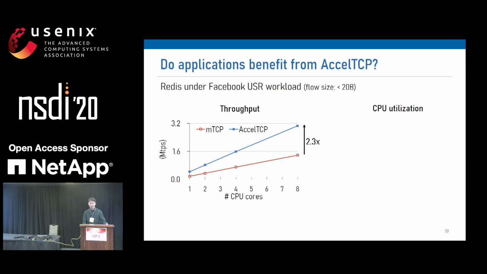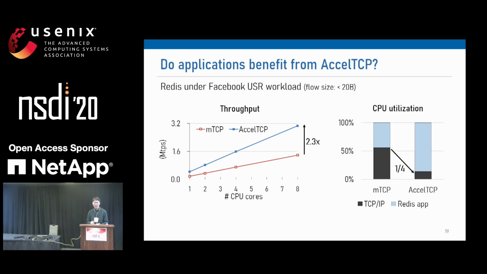Next, we evaluate AccelTCP on real-world applications to see how much benefit it can bring. We first evaluate a Redis key-value store handling the Facebook USR workload, where short-lived connections are dominant, and AccelTCP consistently shows 2.3 times better throughput than mTCP. This actually comes from AccelTCP's better CPU efficiency. As you can see on the right side, we observe that AccelTCP's connection management design reduces the CPU usage to 1/4.